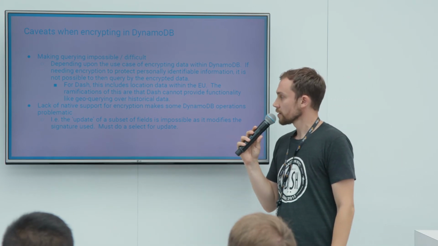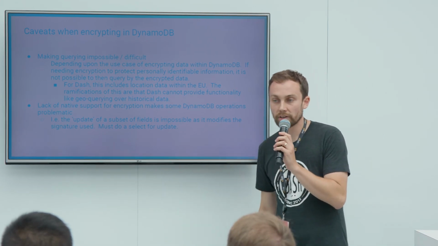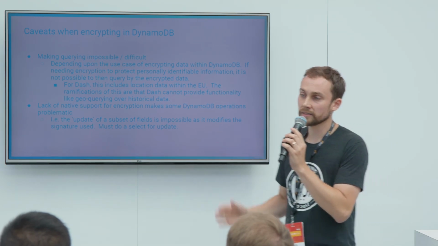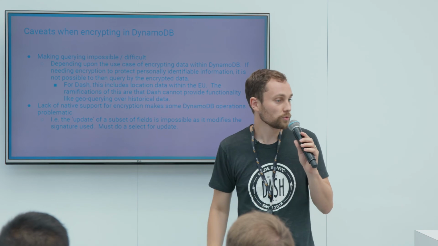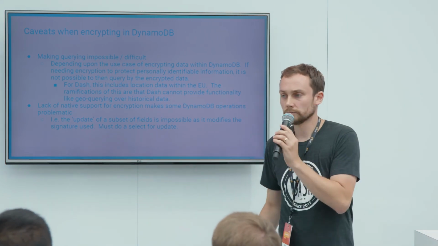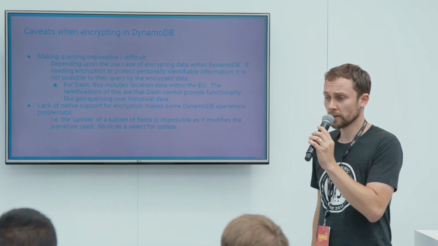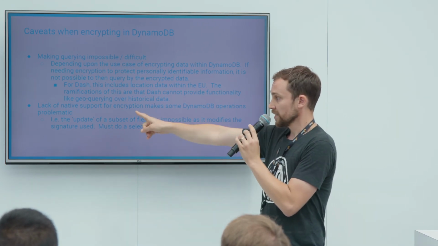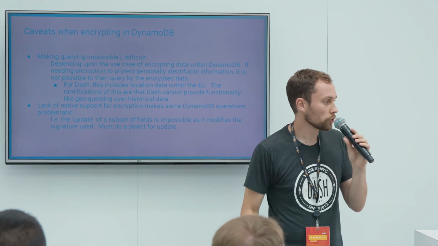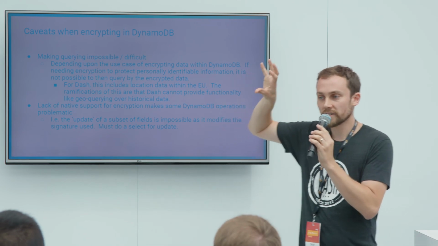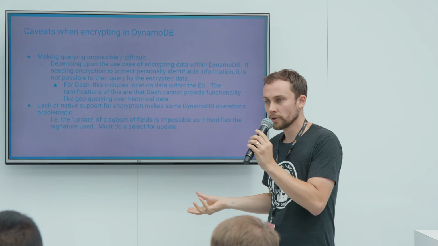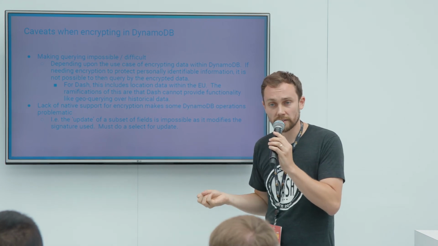Now, one thing that is lacking from the library, because DynamoDB does not have native encryption support, is that you have to keep in mind how you persist your data. DynamoDB does have an update feature, so you can update individual columns. But the update can fail, because part of the encryption is taking the data fields that you're encrypting and making a signature of them. So if you do an update, that signature becomes invalid, right?